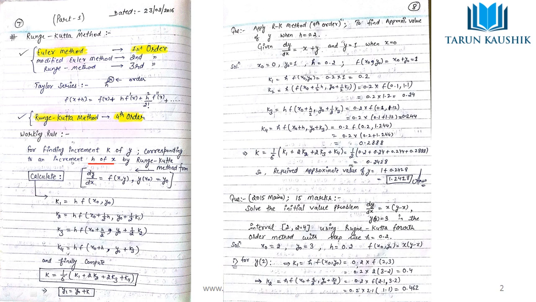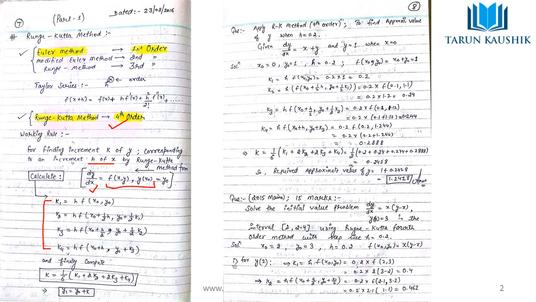For example, dy by dx is given as the function f of x, y, and y of x naught is given. Since the question is for the fourth order, we are required to calculate four values of k, that is k1, k2, k3, k4. And how to remember this formula?